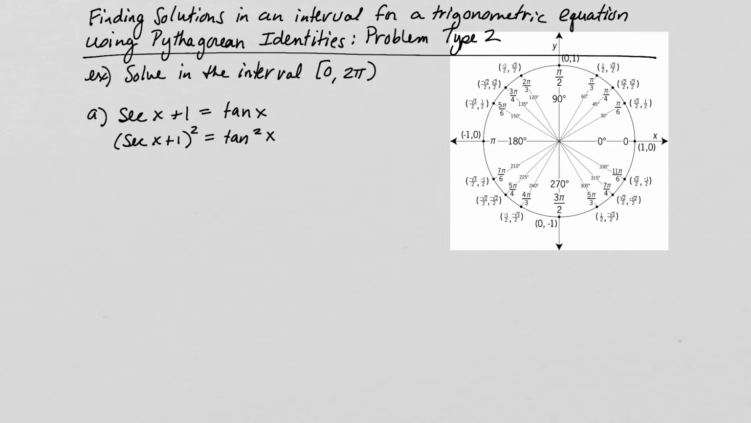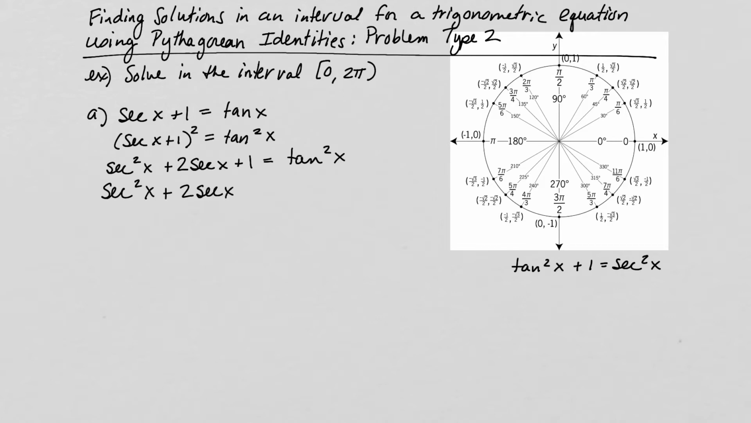And if I square out secant x plus 1 squared, that actually is secant squared x plus 2 secant x plus 1 being equal to the tangent squared x. And now I can use that Pythagorean identity that says the tangent squared x plus 1 equals secant squared x. So tangent squared x is going to be secant squared x minus 1. So we have secant squared x plus 2 secant x plus 1 equals secant squared x minus 1.